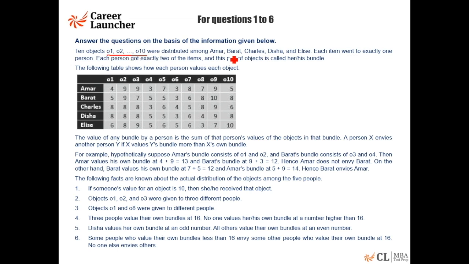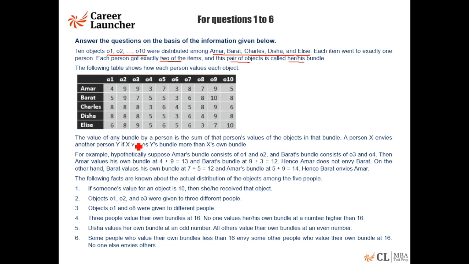10 objects O1 to O10 distributed between A, B, C, D, E. Each item went to exactly one person, and each person got exactly 2 items. So 10 items, each person getting 2 items, it balances. And this pair of objects is called his or her bundle. Following table shows how each person values each object. Okay, so we need not worry too much about the table.